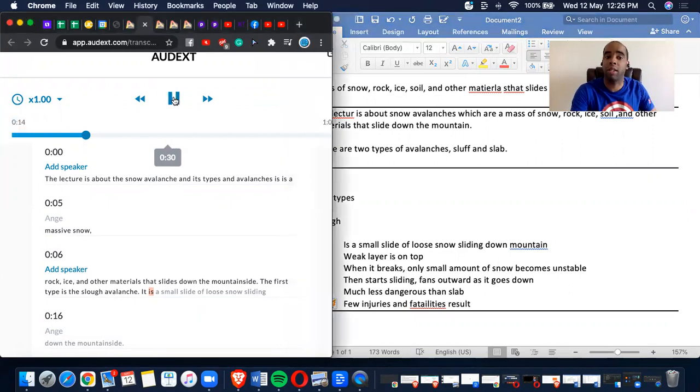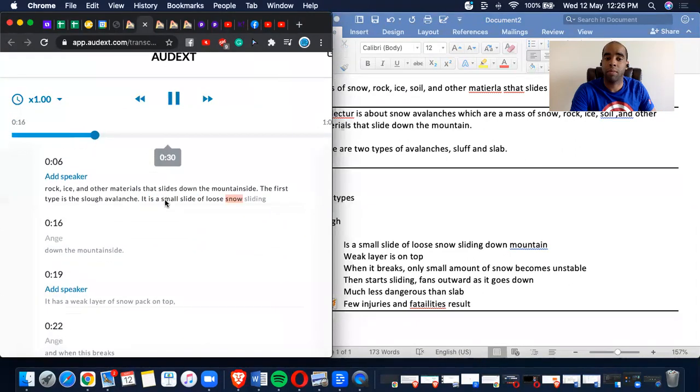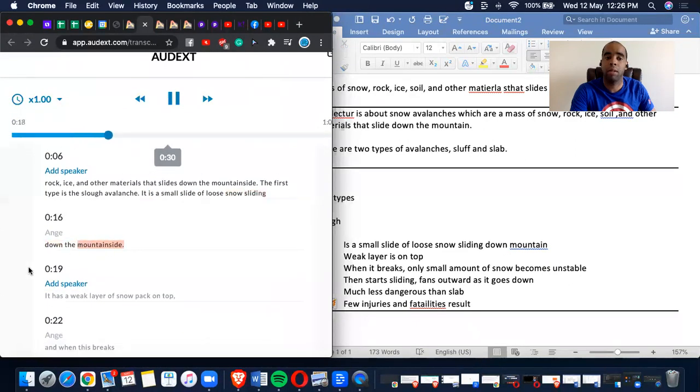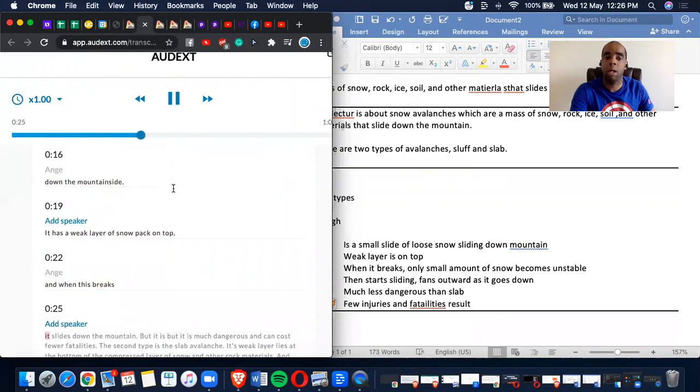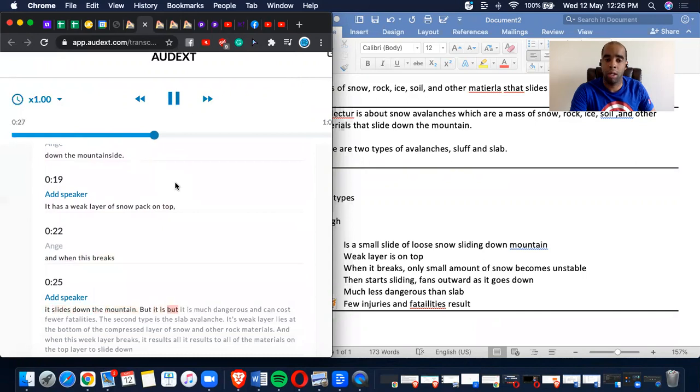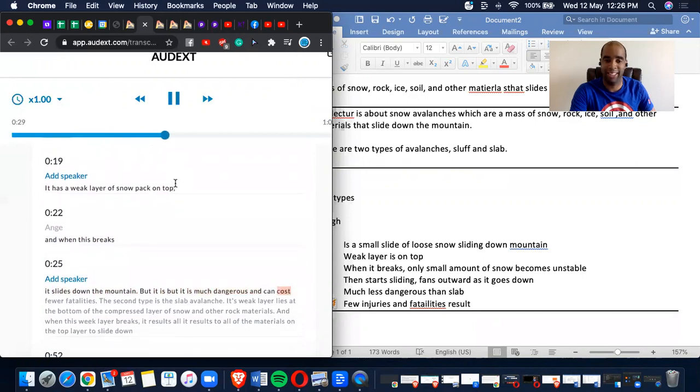let's press this. It's a small slide of loose snow sliding down the mountainside. It has a weak layer of snowpack on top, and when this breaks, it slides down the mountain. But it is much dangerous and can cause fewer fatalities.